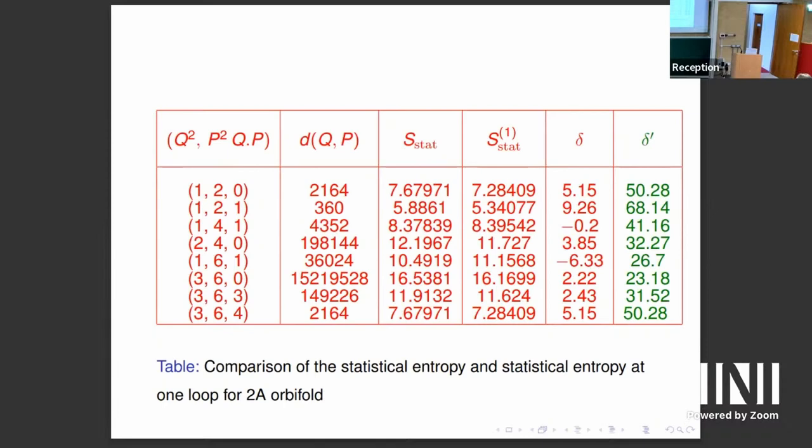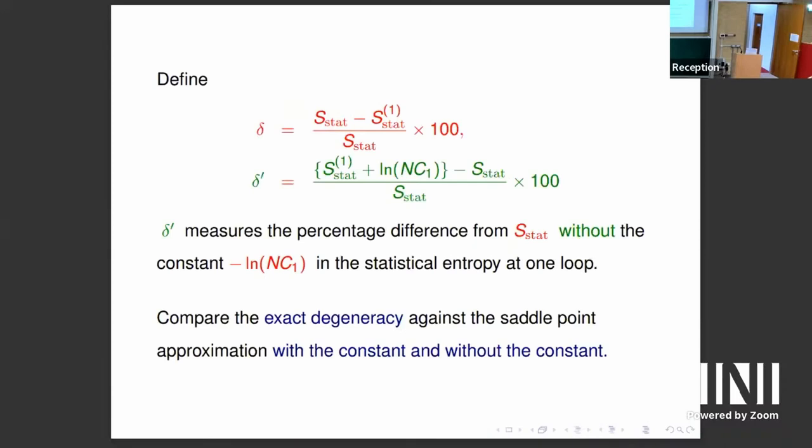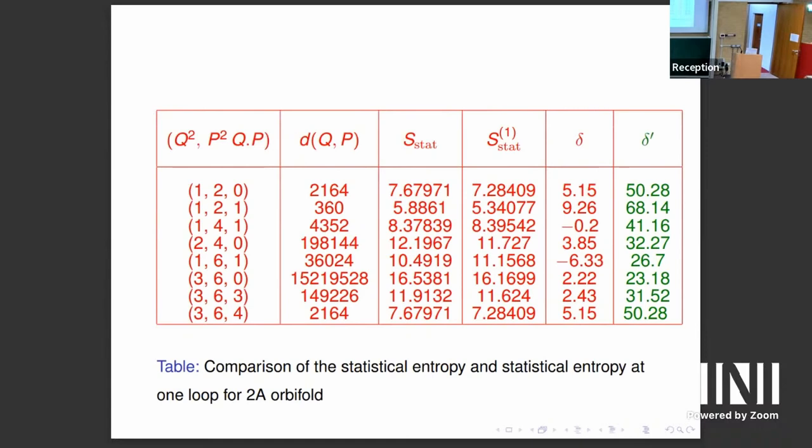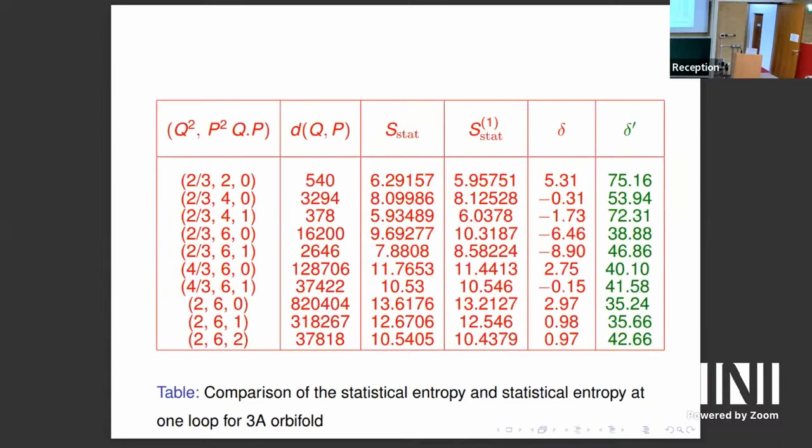This is the one with that square root formula, with the constant, and this is the percentage error. You can see that if I don't include the constant, the errors are very large. So the constant is very crucial for the orbifold case. The constant vanishes for the unorbifolded cases, but it's crucial to match. You can see another example, the 3A, another orbifold, and the percentage errors with the constants and without the constants.